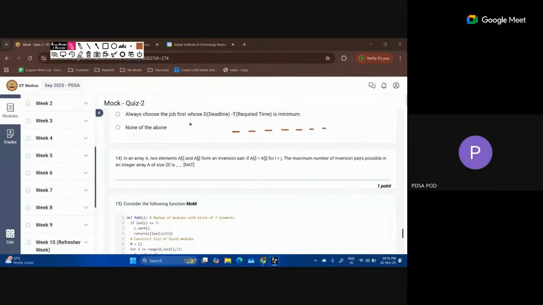So the maximum inversion pairs will occur for the first one, maximum inversion pairs for the second one, maximum inversion pairs for the third one, and so on. This will occur when your array is in descending order. Ma'am, if it's in ascending order, then it will be minimum, right? Yes. If it is in ascending order, then it will be 0. That is the minimum value.